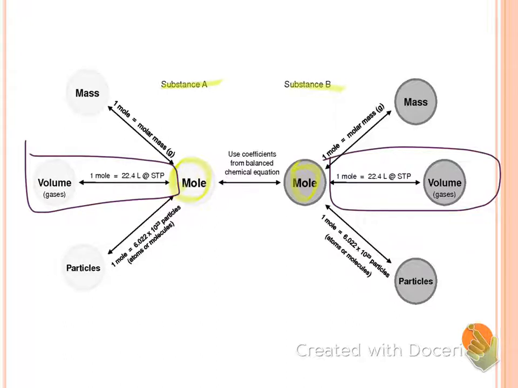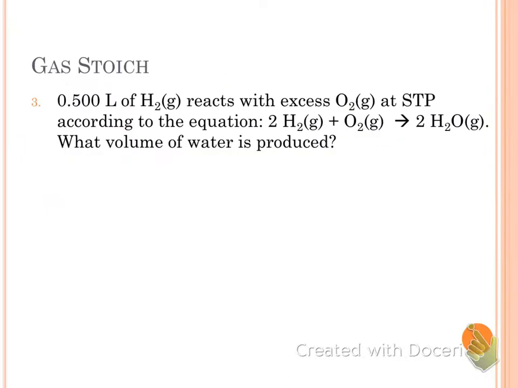Well, we also need to know about doing these conversions when we are not at STP. We have a little rhyme to remember that. If not at STP, use PV equals nRT. So let's go start checking out some examples.